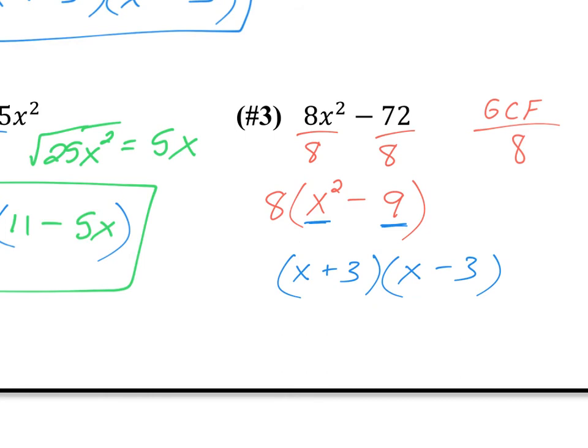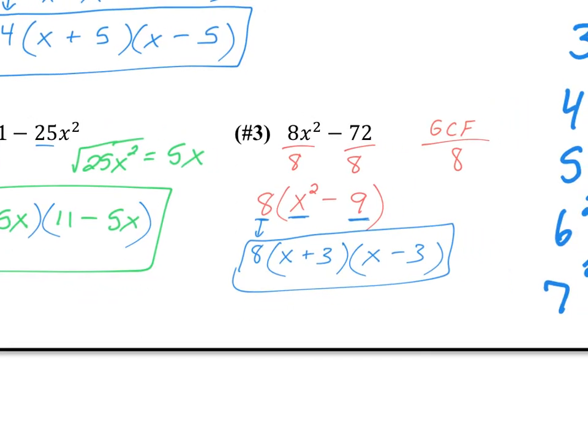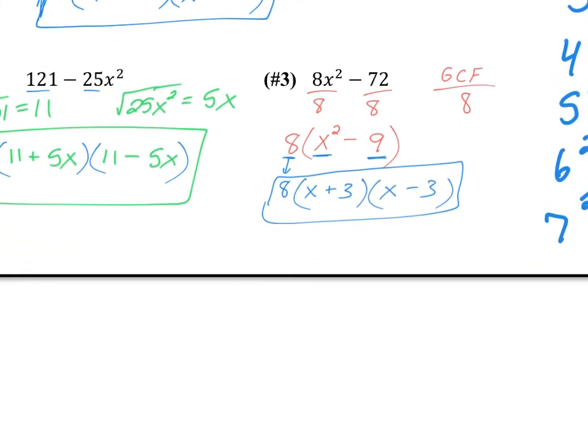Okay, and then we just got to bring this 8 down. This 8 has to come down the front. So we end up with 8 times x plus 3 times x minus 3. All right, so again, that was a 2-step one where you had to do GCF and then you had to do a difference of squares.